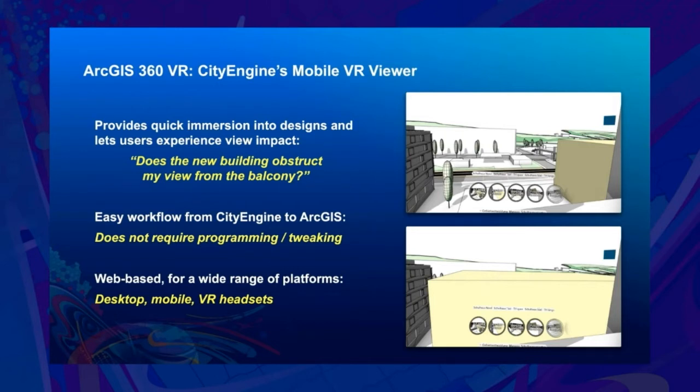What you see here on the right-hand side, right? On top, the building is not there yet. You have a view into the landscape. On the lower image, there is a new building, and that would obstruct some of the view that you would get. The workflow with 360 VR is really, really easy.